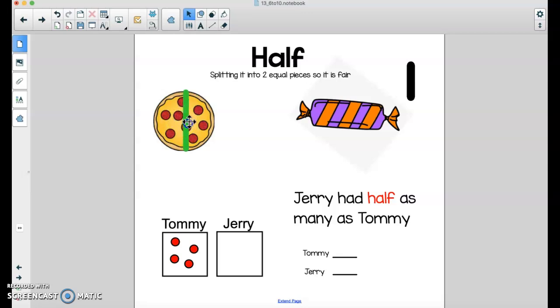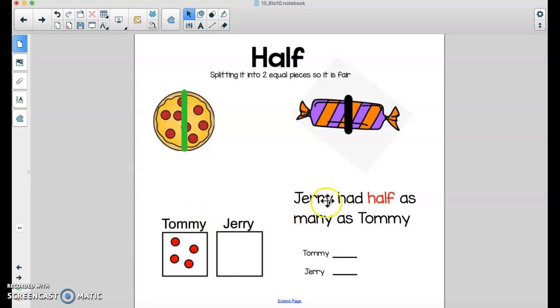All right, same with this candy bar. If me and you were to split this candy bar right here, guess which part I would take? That's right, this big one. This is not half because there are not equal amounts. So if I put it right in the middle, I would say that's equal. We would both get the same.